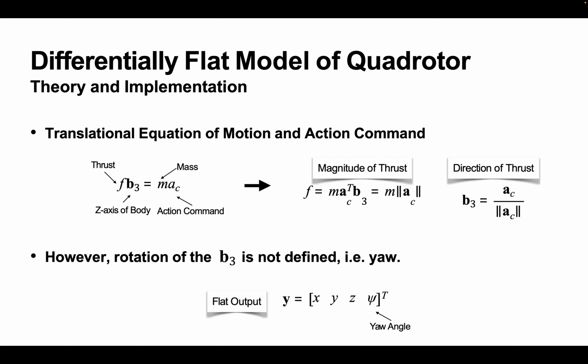However, the body z-axis alone does not fully determine the attitude of the quadrotor. There is still one remaining degree of freedom, rotation around the body z-axis, which is yaw. This is why yaw angle must be included as one of the flat outputs.